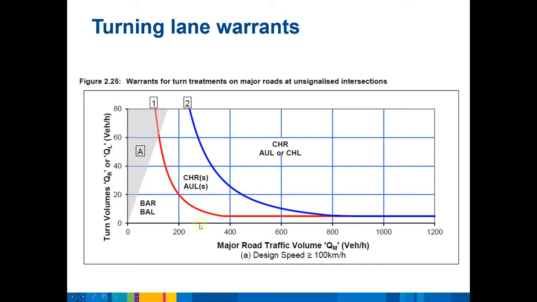So if you're on this side of the red line, then you've got the cheapest treatment that you need to make. You need to build either a basic auxiliary left or a basic auxiliary right treatment. We'll see what the geometry of these is in a bit. If you're in between the blue and the red lines, you need to make a channelized right turn short, the S stands for short, or an auxiliary left turn short. And then if you are even longer again, you'll need to make a channelized right or a channelized left or an auxiliary left at full length. So that's basically how these diagrams work.